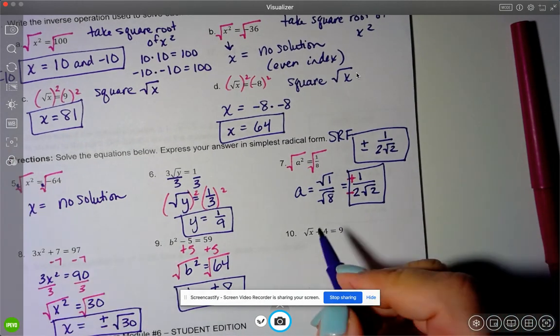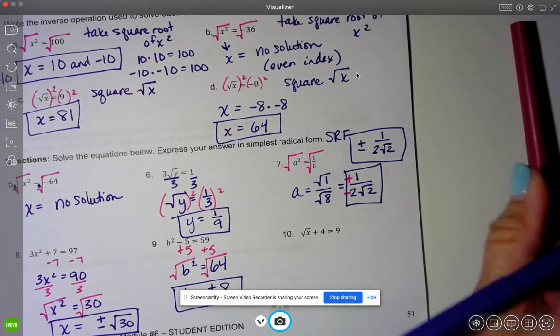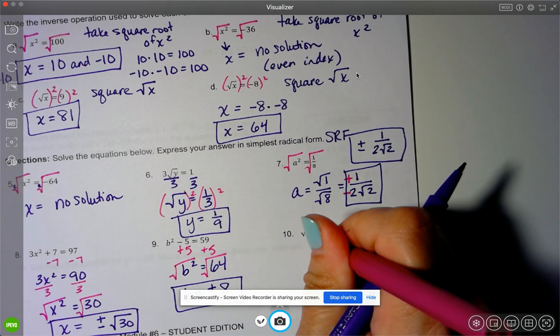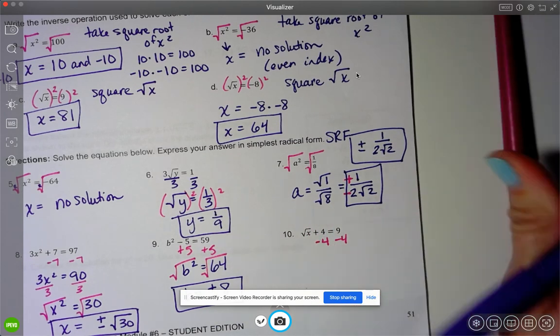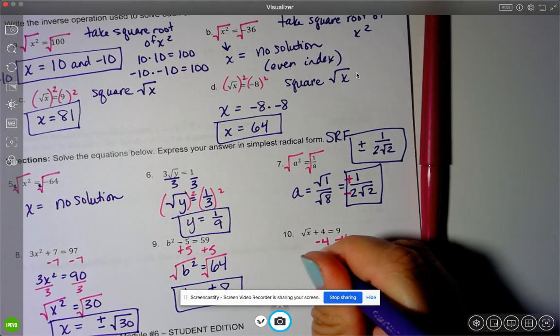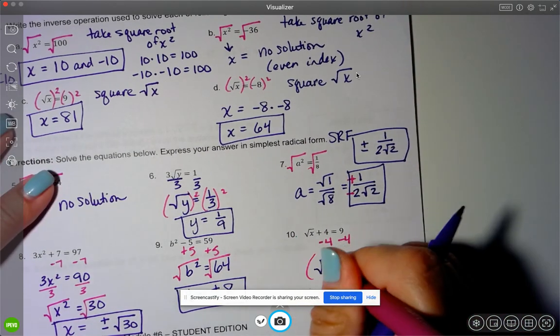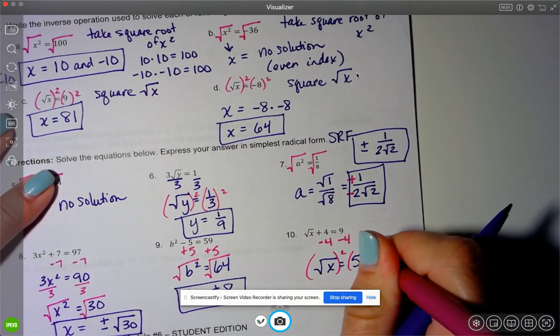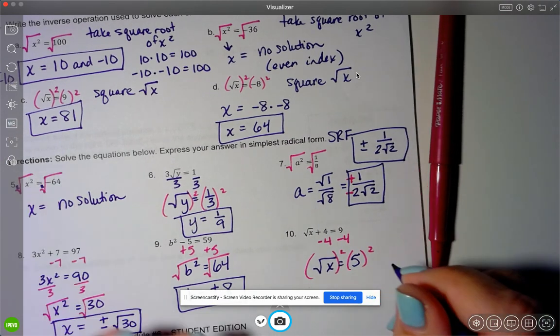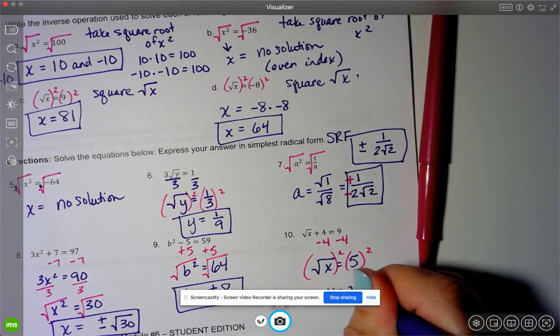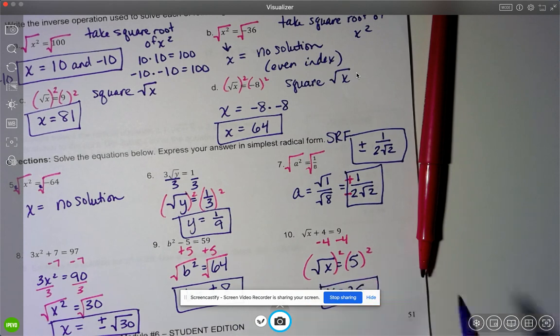Over here I want to get the radical by itself first. I'll go ahead and subtract 4. So I have square root of x equals 5. Square both sides. Inverse operation. And I get x equals 25. And that's the only solution because I just have 5. I'm going to multiply it by itself, get 25.